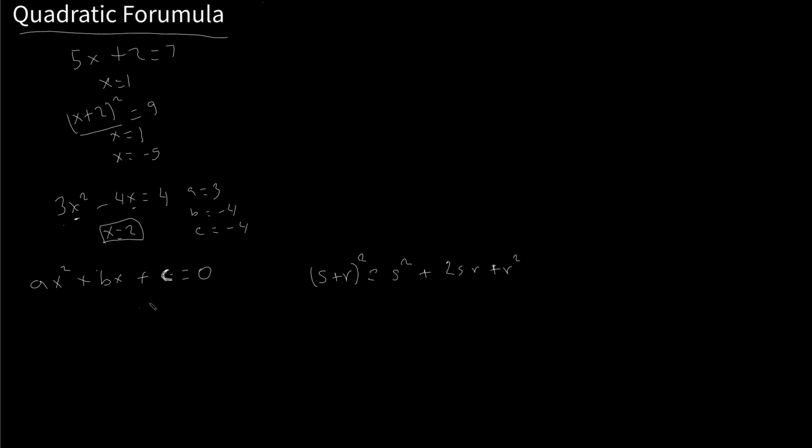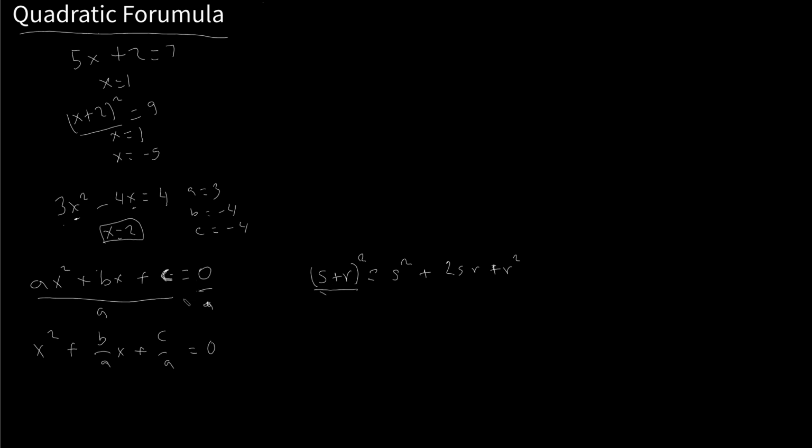So the goal is, how do we go from this to something like this, where we can express it as a square of something? Let's start just by isolating x squared. I divide the whole thing by a. If I do that, I get x squared plus b over a times x plus c over a is equal to 0, because we divide the whole thing by a.